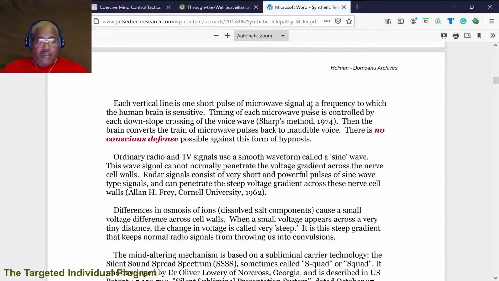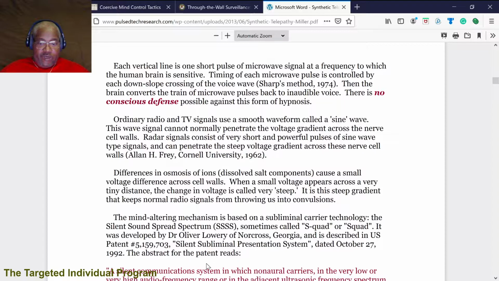You've noticed every couple of years there have always been mass shootings, and it's getting more prevalent. It is technologies like this that are being used on an individual to cause such mass shootings. Okay, so let's talk about what the mind-altering mechanism is based on. Before that, let me just read the whole thing here.